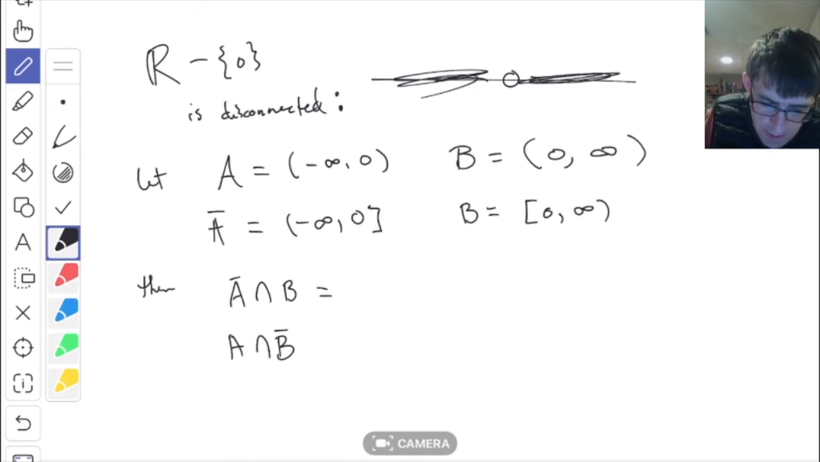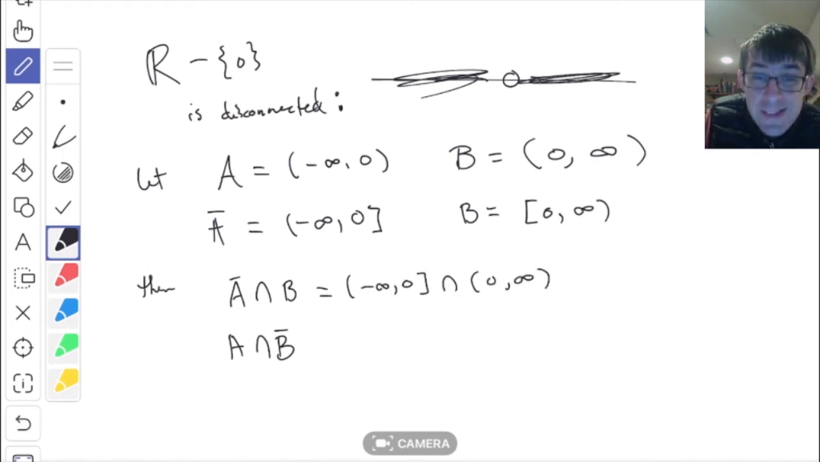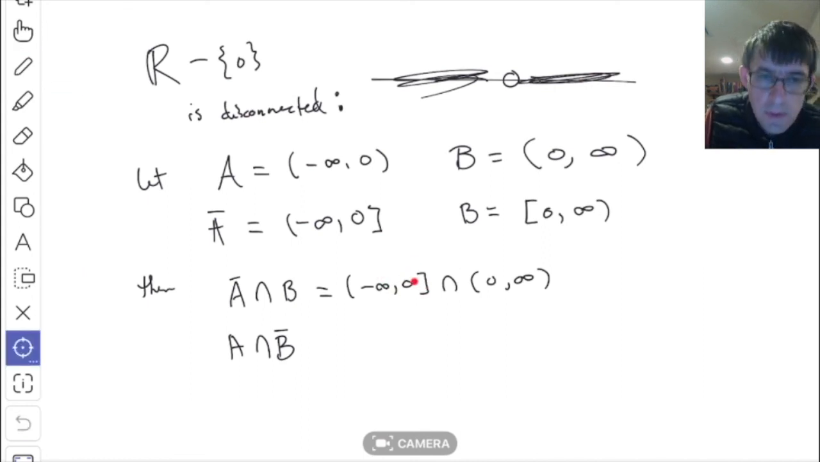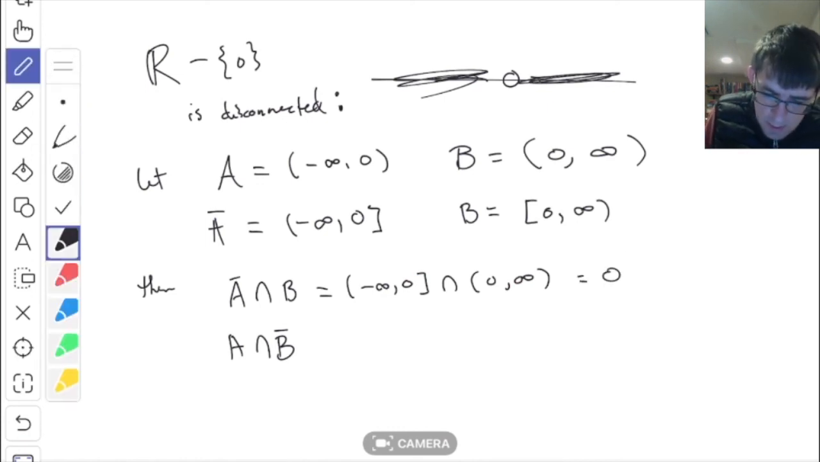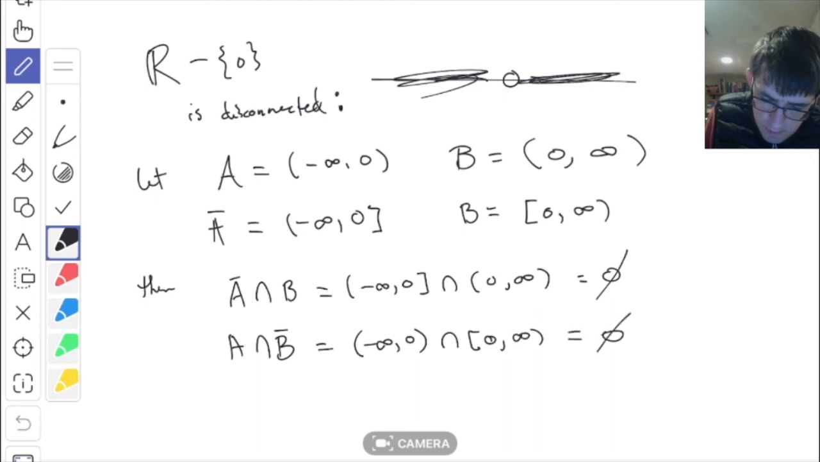A bar intersect B, that would be minus infinity to 0, closed there, intersect 0 to infinity, and that really is open. You might worry, don't they overlap at the point 0? They don't actually intersect at 0 because 0 is in this one, but it's not in this one over here. So this is empty. And for the same reason, this one is also empty. This would be minus infinity to 0, open, intersect the closed interval 0 to infinity, and that one is empty too, so it's disconnected.